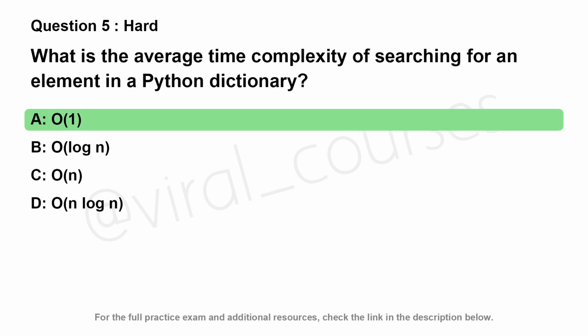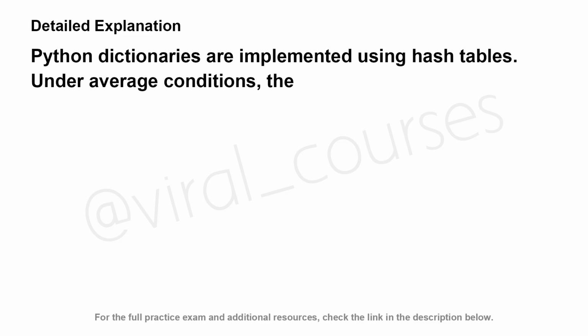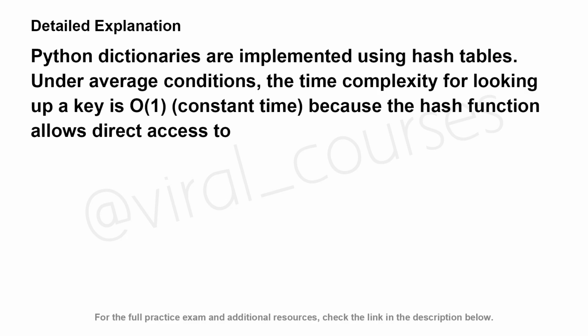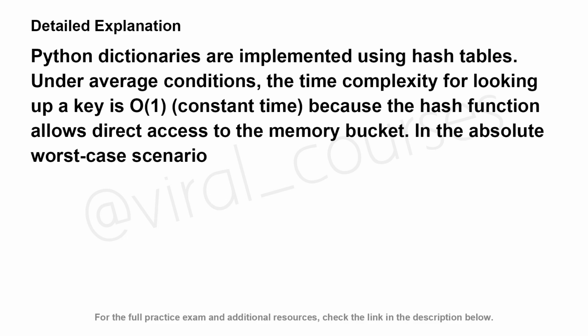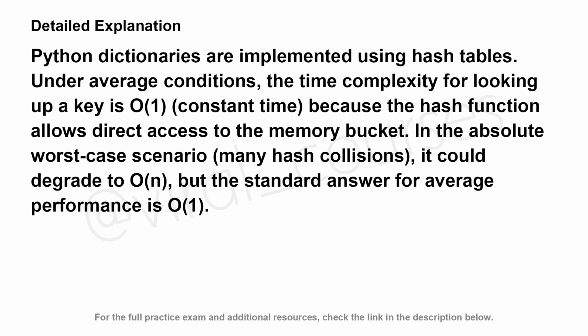The correct answer is A. Python dictionaries are implemented using hash tables. Under average conditions, the time complexity for looking up a key is O(1), constant time, because the hash function allows direct access to the memory bucket. In the absolute worst case scenario, with many hash collisions, it could degrade to O(n), but the standard answer for average performance is O(1).